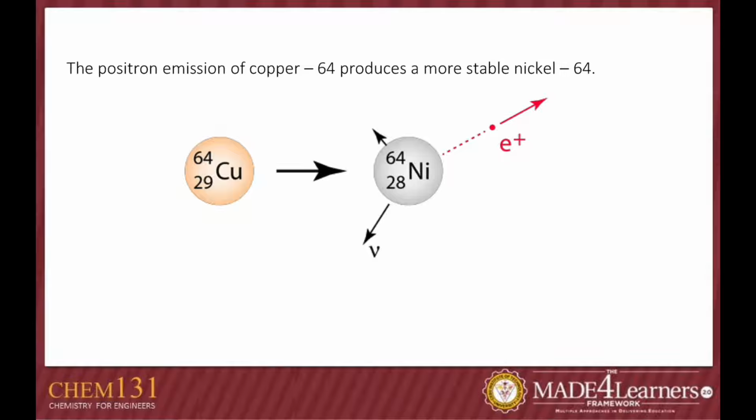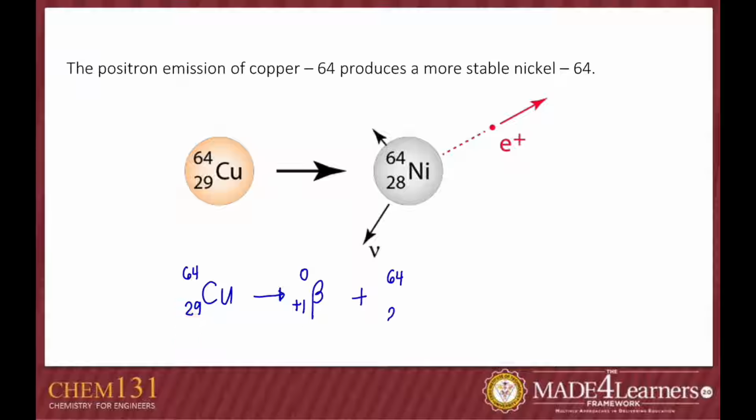So this is an example of the positron emission of copper-64 producing a more stable nickel-64. So copper has atomic number 29, mass number 64. You can use a beta symbol for the positron. It has 0 on top and a +1 charge. Since it is 0 on top, the mass number stays 64. So we can predict its daughter nucleus. The atomic number 29 minus 1 is 28.